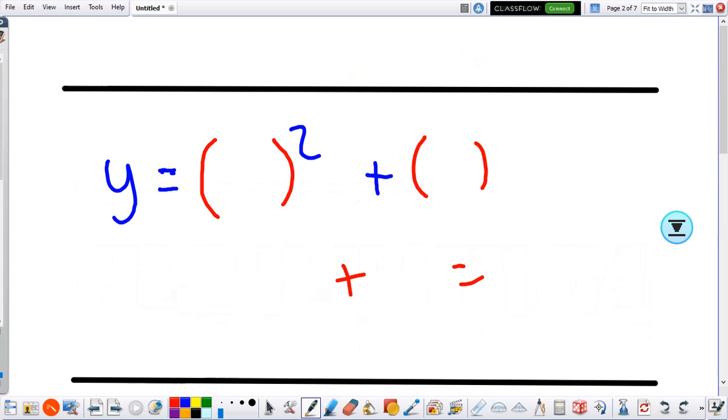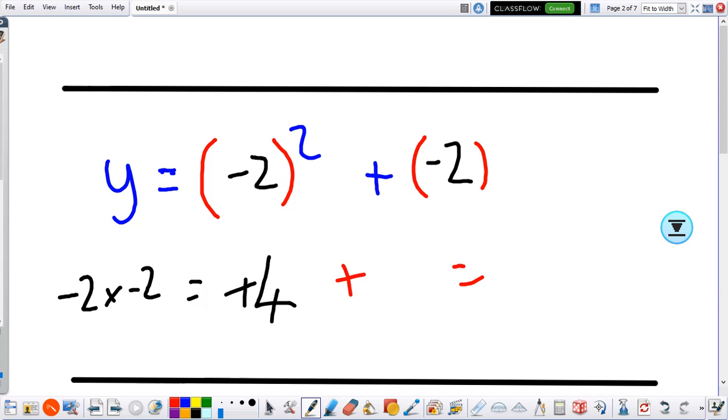Right, so I'm going to put negative 2 in there. Negative 2 times negative 2 squared is going to give me positive 4. Remember, negative 2 times negative 2 equals positive 4. Plus minus 2. A plus and a minus together gives me a minus. So I end up with the sum 4 minus 2, which equals 2.